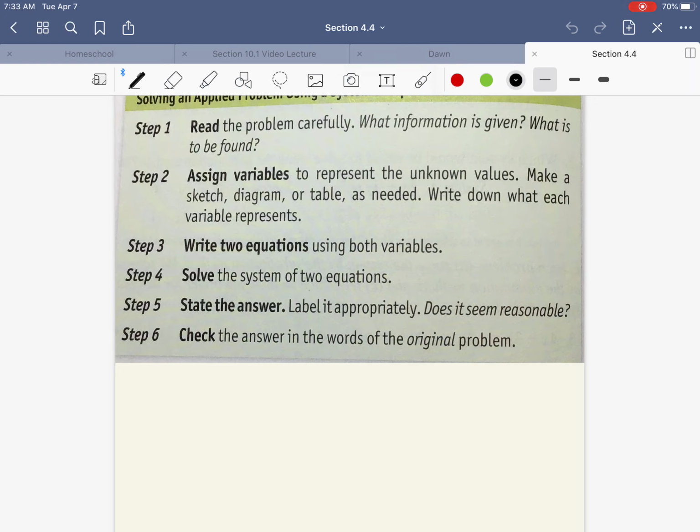You'll solve the two equations using any method you want. You can use substitution or elimination. And then you'll state your answer and ask yourself, does it seem reasonable? And then check the answer in the original problem.